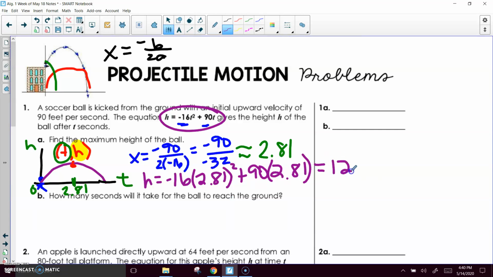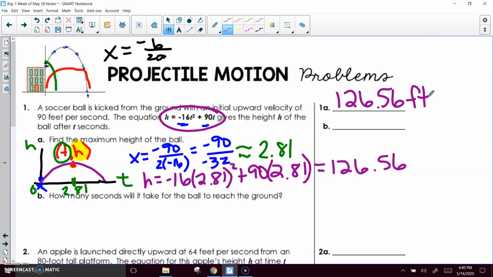You should get 126.56. So that's our answer for part A, 126.56 height, and this is feet. We need labels for all these answers.